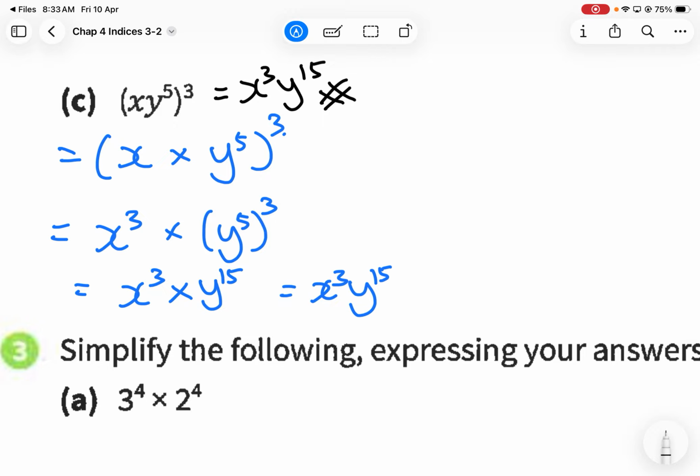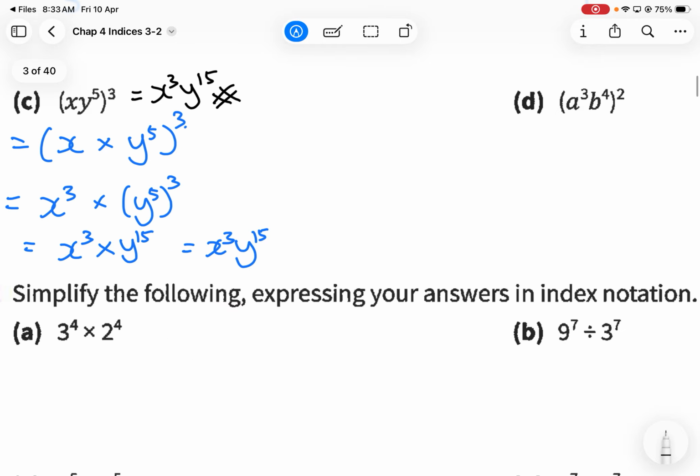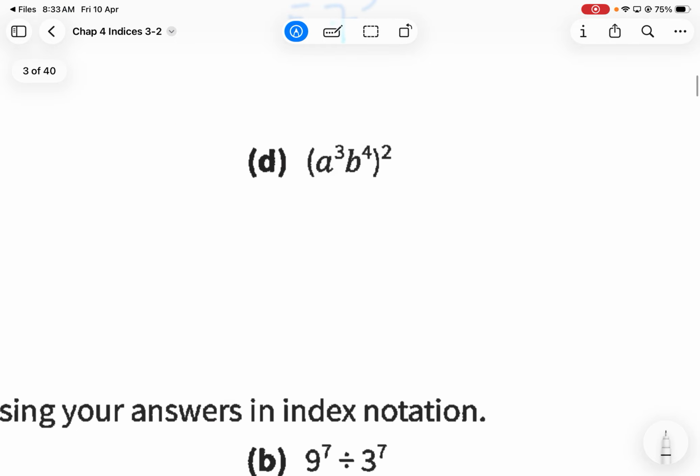Go on, following. Okay, so same. My 2, power 2 must be given to A, must be given to B. So I will end up with A to the power of 6, B to the power of 8. Can?